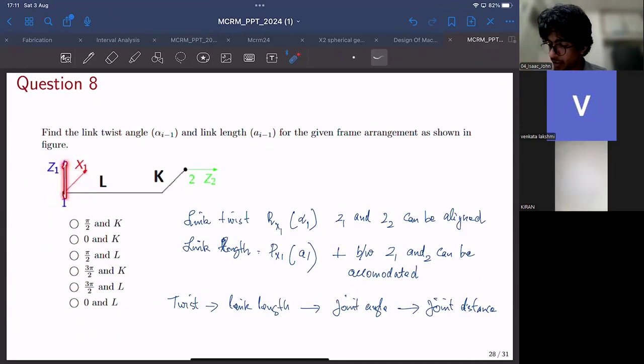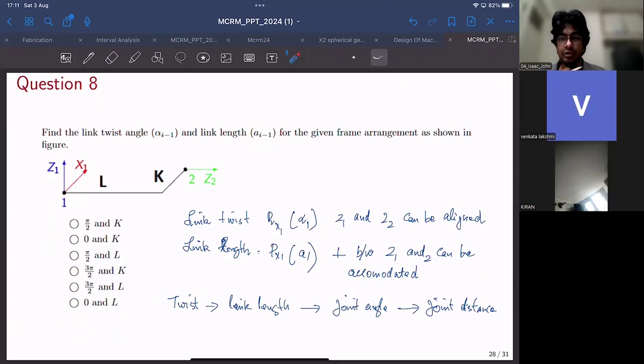So if this is x1, if you rotate by 90 degrees, z1 would be like this. If you rotate by 180 degrees, z1 would be like this. If you rotate 270 degrees, z1 would be like this, right? And full 360 degrees would be like this. Kiran has said it to be 0 and L.